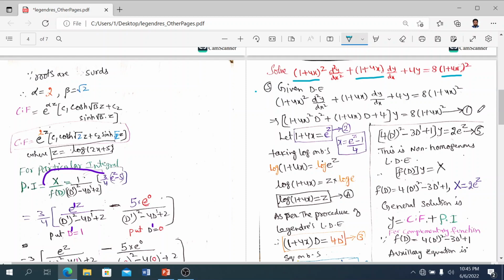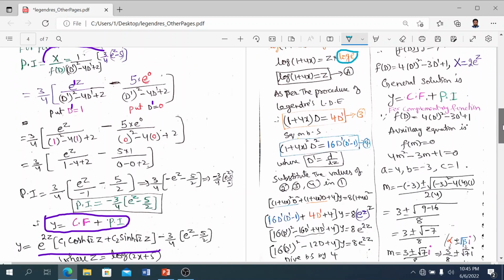So mark it as the first equation. Now let 1 plus 4x be equal to e power of z. Solve for the value of x: plus 1 goes to that side, becoming x equals e power of z minus 1 by 4. Wherever we need x, we will substitute this. Now mark this as the second equation. Taking log on both sides, log of 1 plus 4x equals log of e power z. By the power rule, z will come here, z log e, and we know log e is 1, so 1 into z is z. So wherever z is there, it is log of 1 plus 4x.